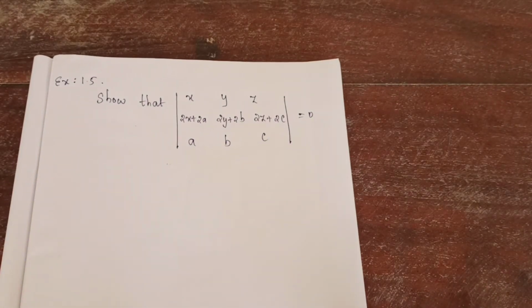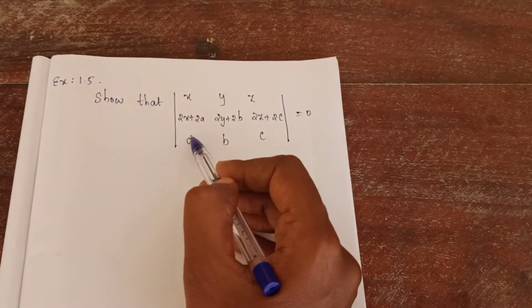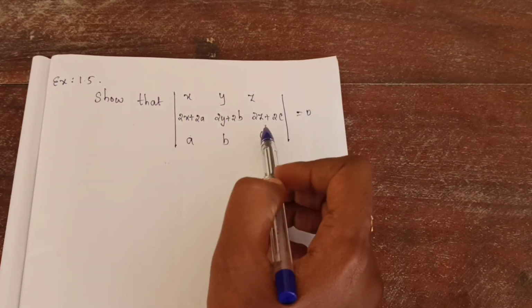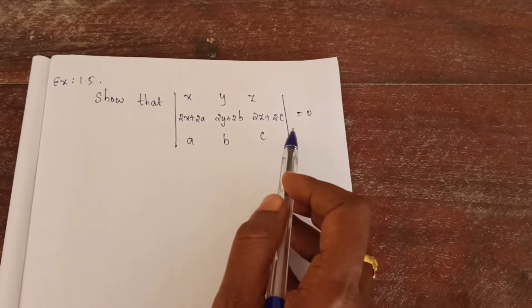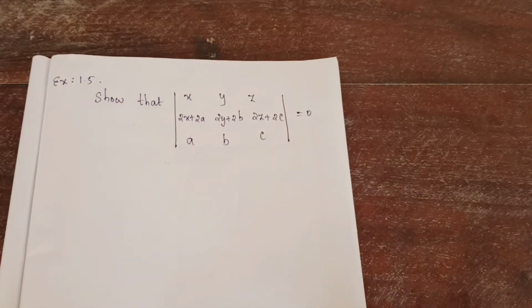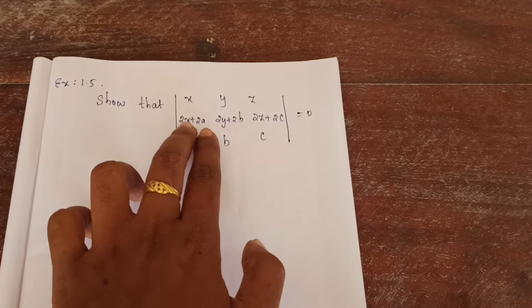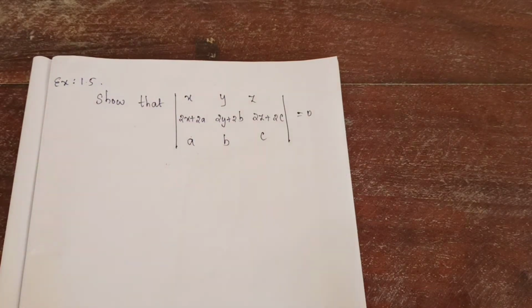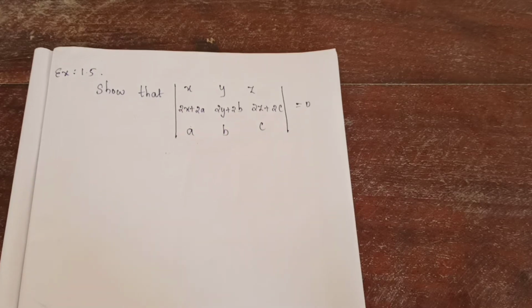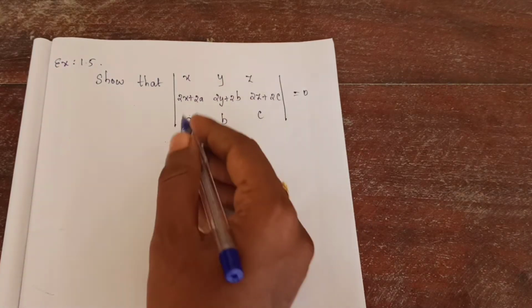Example 1.5. Show that the determinant with rows x, y, z; 2x plus 2a, 2y plus 2b, 2z plus 2c; a, b, c is equal to 0. You need to prove it. Now we are going to use the property I explained as property number 6. What is the 6th property? Refer to your book. If each element in a row of a determinant is expressed as a sum of 2 or more terms, then the determinant can be expressed as the sum of 2 or more determinants. I explained, is it right? So we are going to split this into 2.